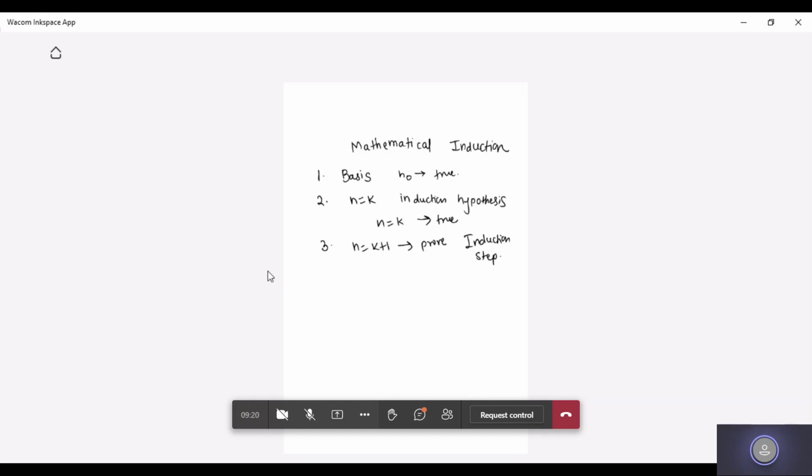Write it down, everyone. 1 plus 4 plus 7 plus ... plus (3n minus 2) is equal to n(3n minus 1) divided by 2. So for this proposition, we have to prove that it is true using mathematical induction. So we need to prove LHS is equal to RHS.